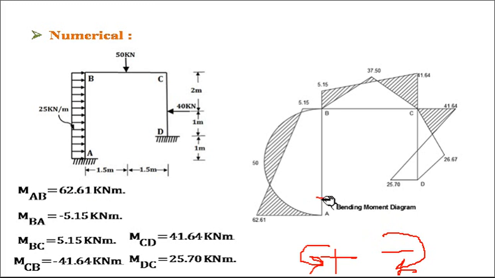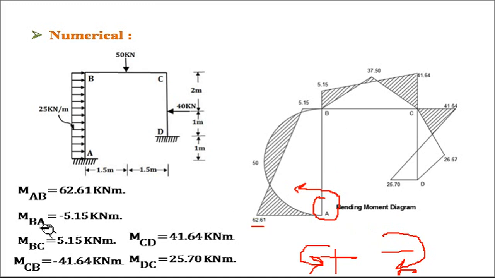So you have to rotate the joint in anti-clockwise direction. I am rotating the joint in anti-clockwise direction and this should cut the lines once. That means this moment is acting on the left hand side of the joint A. So here you have to show the value 62.61.